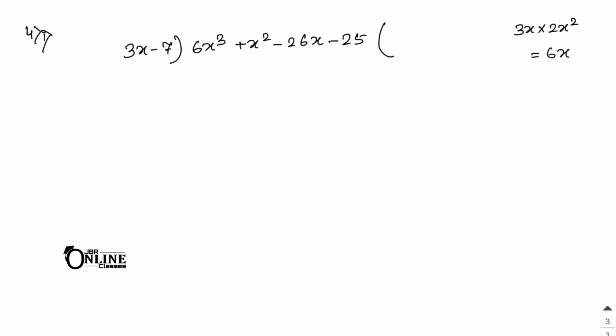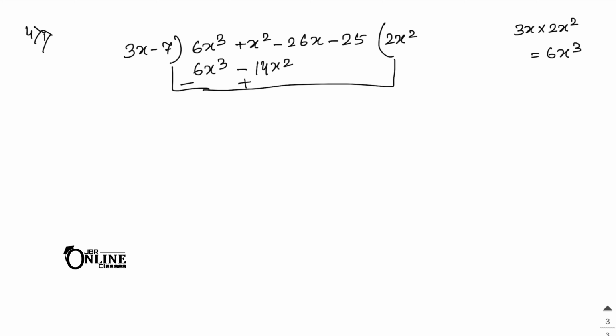Next, sum number 41. In sum number 41, you have 3x minus 7 as the divisor and 6x cube plus x square minus 26x minus 25 as the dividend. So if you multiply 3x with 2x square, then it becomes 6x cube. Okay, so write down here 2x square, and it will be here 6x cube. Now next one minus 7, so it will be minus, then 7 into 2 is 14x square.